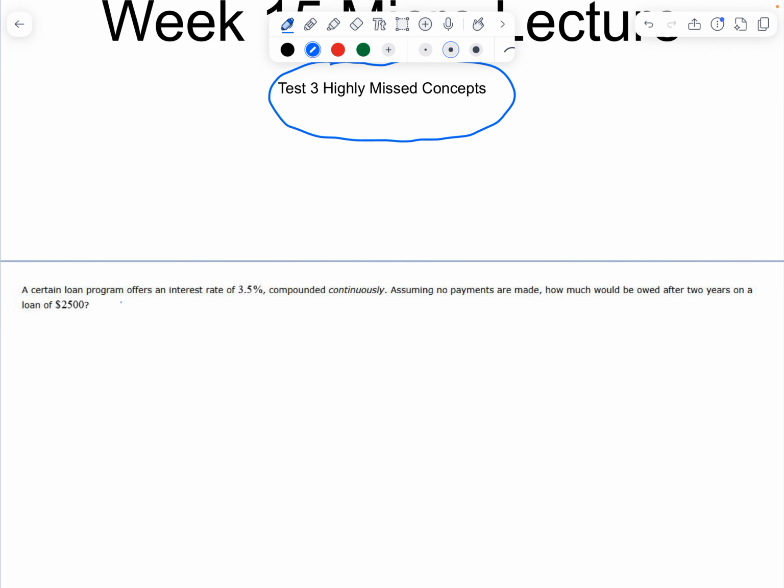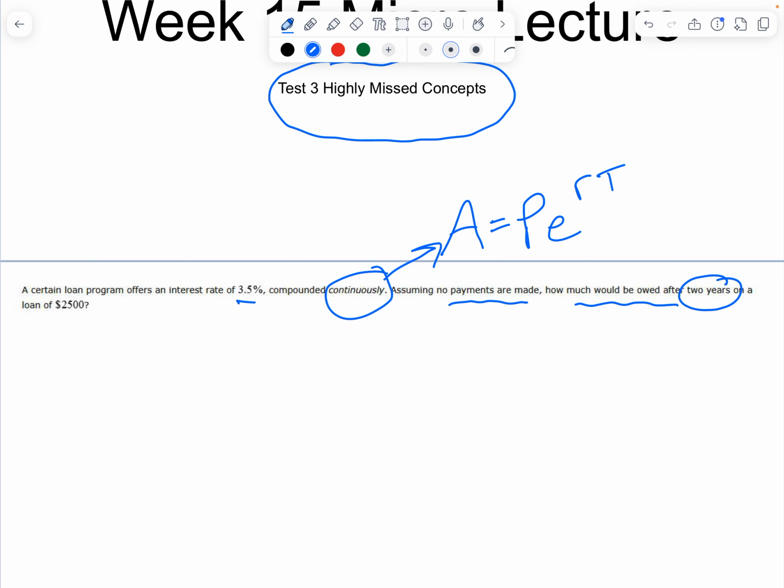A certain loan program offers an interest rate of 3.5% compounded continuously. The continuous formula, by the way, is a little bit different than the compound interest formula that we've been looking at in our last few videos. This is continuous interest, and we'll take a look at that. Assuming no payments are ever made, how much would be owed after 2 years on a loan of $2,500?